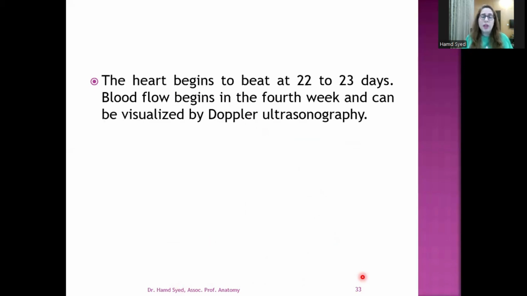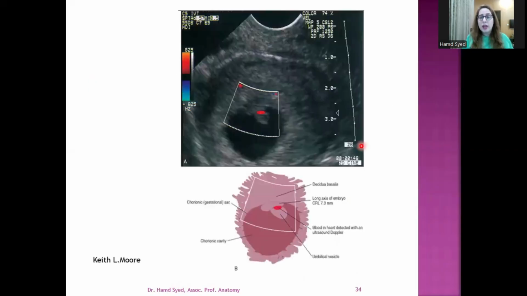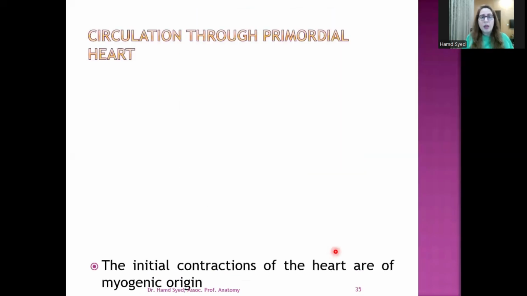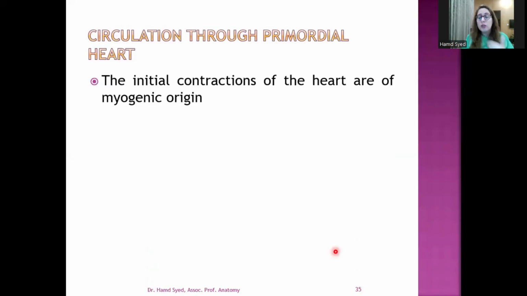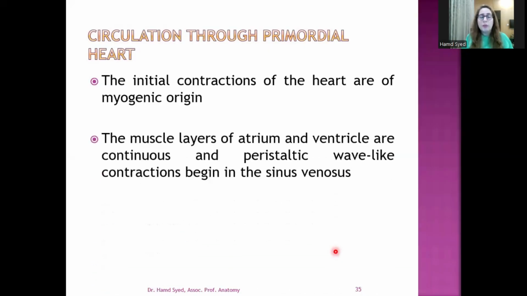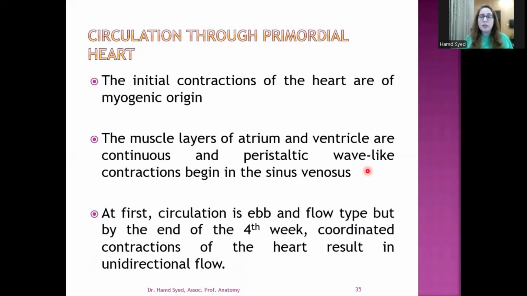Now, the heartbeat begins at day 22 to 23. So it's in the fourth week of development when blood flow starts, and it can be visualized by Doppler ultrasound. So here is the Doppler ultrasonograph, and you can see the area in red over here is representing the blood which has been detected in the early stage of the embryo in the fourth week of development. And the circulation through the primordial heart, remember initially the contractions are of myogenic origin, and the muscle layers of atrium and ventricle are continuous, and peristaltic wave-like contractions begin in the sinus venosus. And at first, this circulation is ebb and flow type, which means, like you would say, the ocean waves which touch the shore as they come and go.